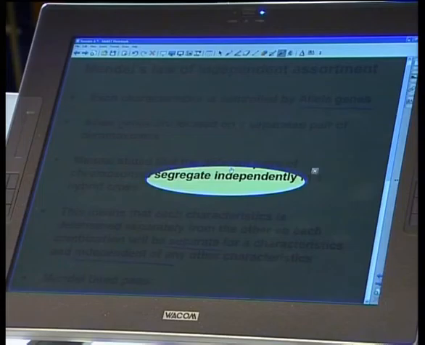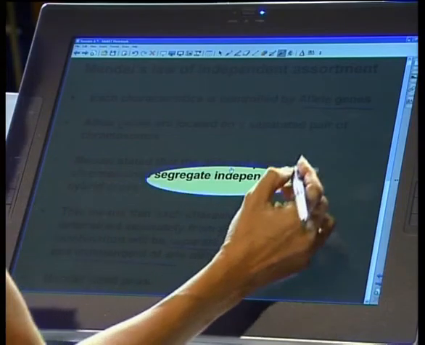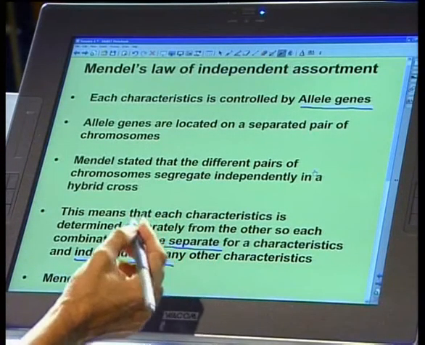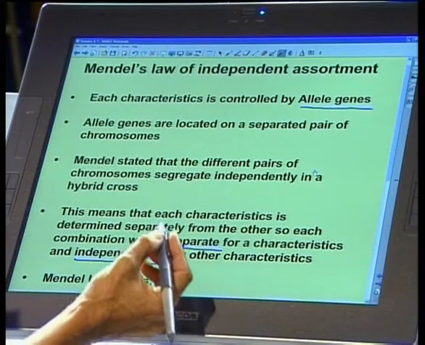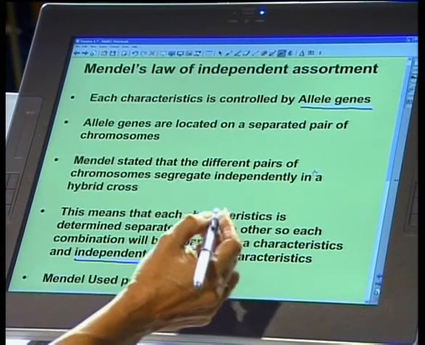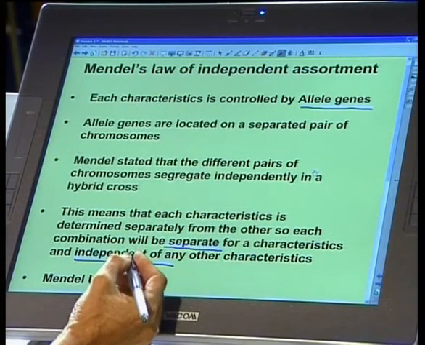Okay? Segregate independently. So they are not dependent on one another. This means that each characteristic is determined separately and that each combination will be separate and independent. And that is why we do step 1 in a dihybrid cross, because we're looking at what the combinations are from the one parent and what the combinations will be from the other parent with their different groupings or types of traits. All right?